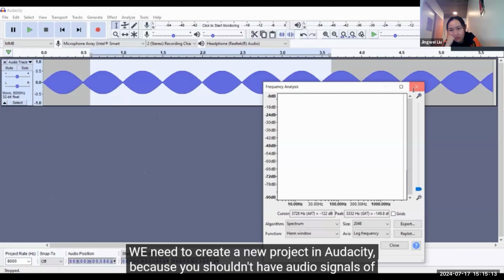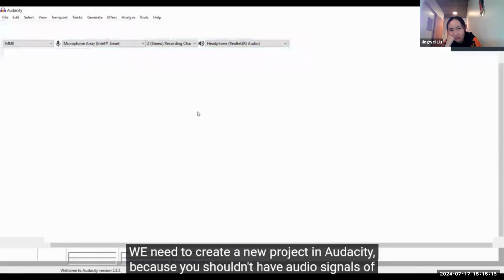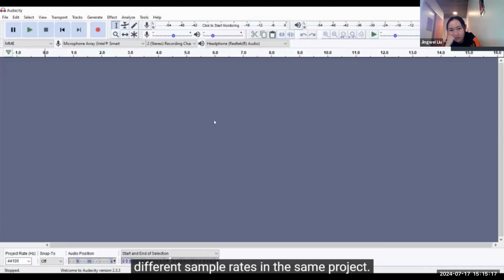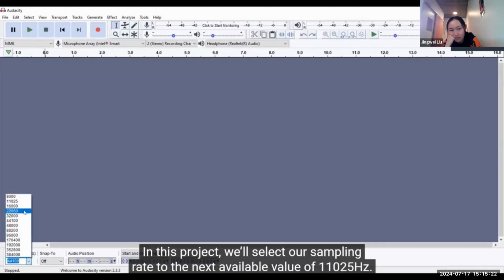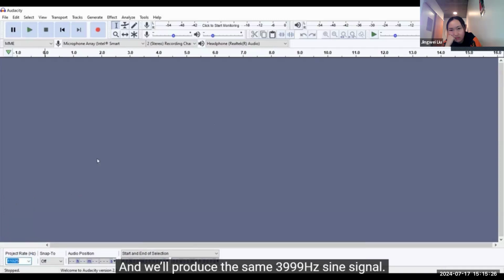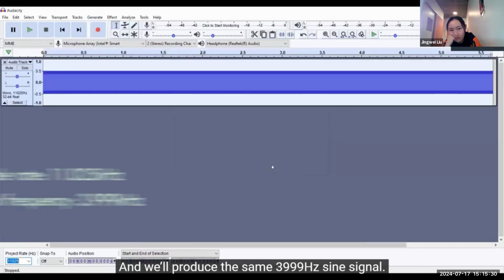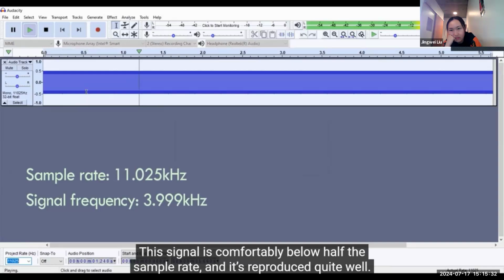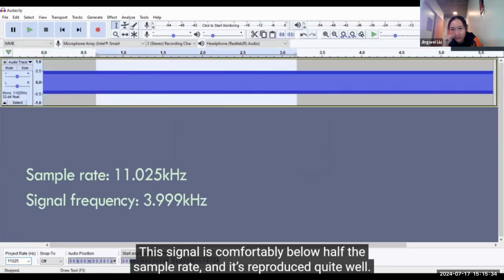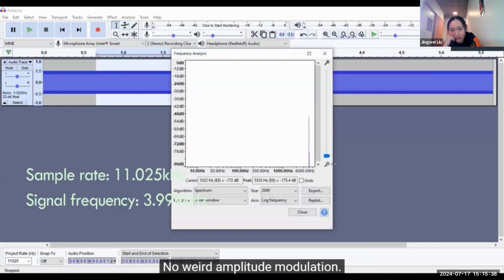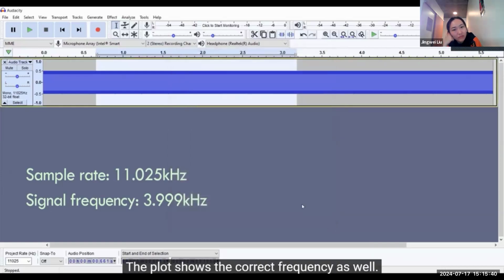We need to create a new project in Audacity because you shouldn't have audio signals of different sample rates in the same project. In this project, we'll select our sampling rate to be the next available value of 11,025 Hz, and will produce the same 3,999 Hz signal. This signal is comfortably below half the sample rate, and it's reproduced quite well. No weird modulation. The plot shows the correct frequency as well.